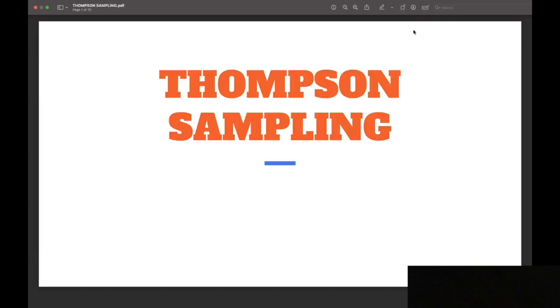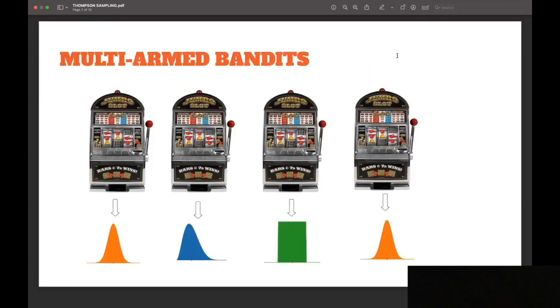Hi everyone. Today I would like to give a tutorial on Thompson sampling, and I will mention how this algorithm works and why it works. So Thompson sampling is a strategy proposed for the multi-arm bandit problem. First I would like to mention quickly the multi-arm bandit problem.